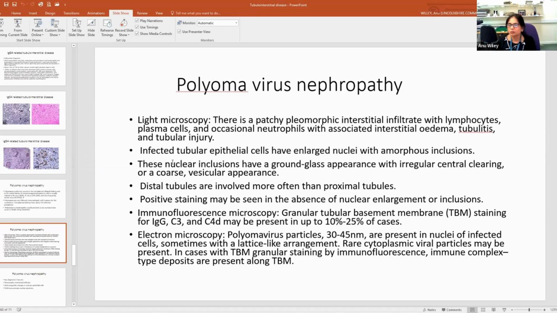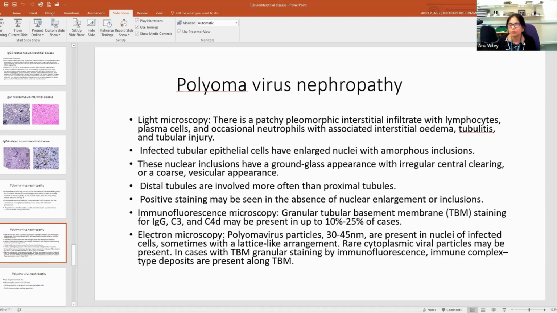The infected tubular epithelial cells are what is mainly affected. Unlike CMV, which infects the endothelial cells, BK virus mainly affects the tubular epithelial cells. They will have enlarged nuclei with large amorphous inclusions. These inclusions have a very ground glass appearance, and in the older ones you can get central clearing and a vesicular appearance. The distal tubules are generally more involved than the proximal tubules, and you will see positive immunohistochemical staining.